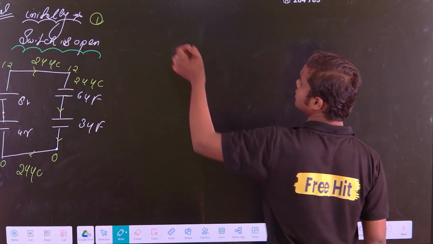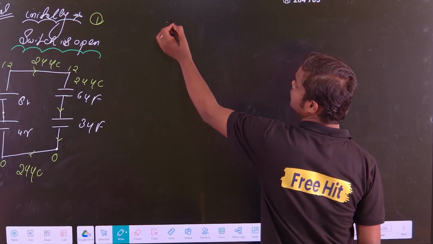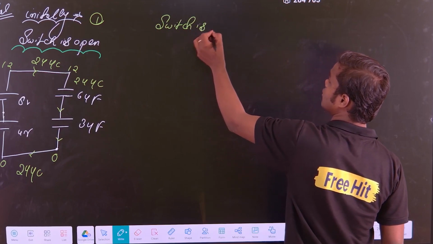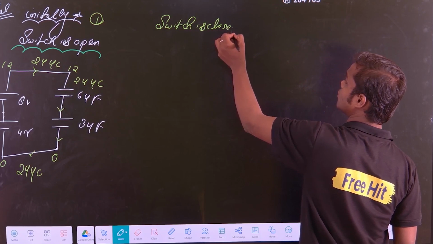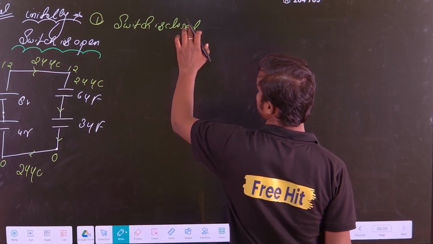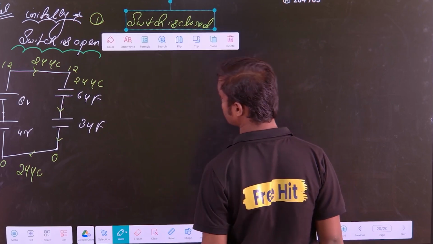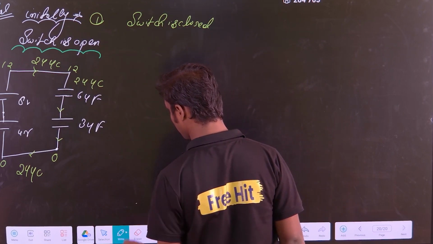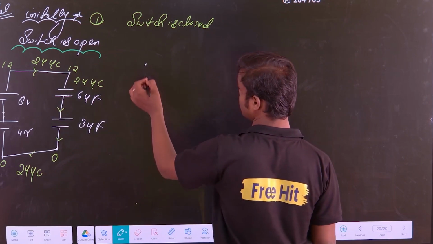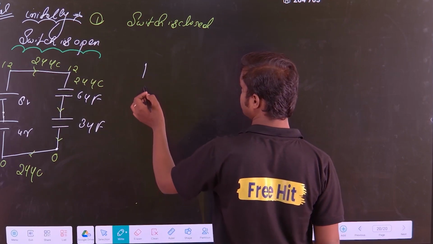Now what is the second step? What is the given condition? Now the switch is closed. The condition they have given is that now the switch is closed. So let us solve it for the condition when the switch is closed. For that condition, what you have to do is just draw the circuit first. Let me draw it.